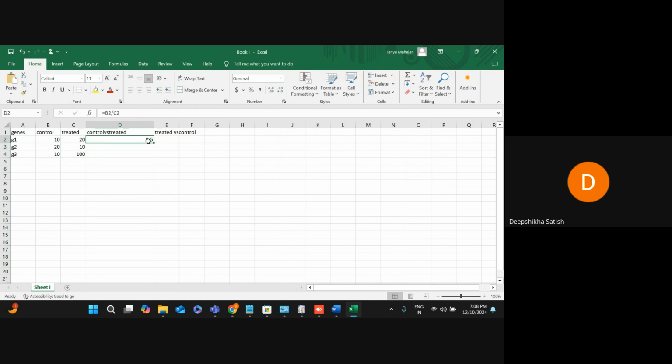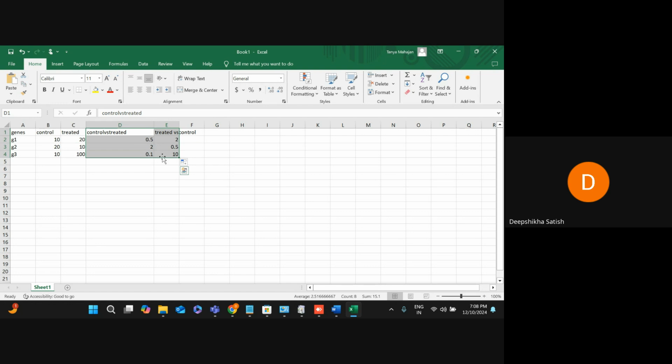Then you can autofill your data. If your plan is treated versus control, here you have to type equal to treated divided by control. Then enter. Again, you can autofill this. So for this, you are having the gene expression.